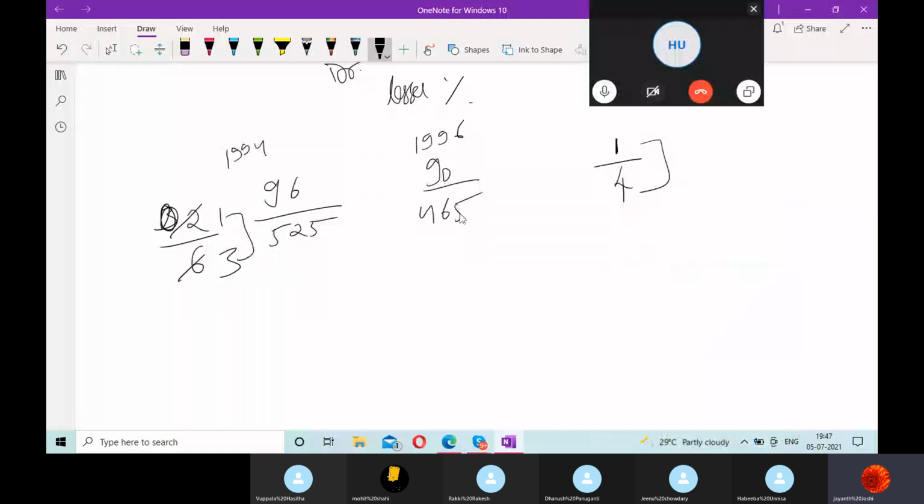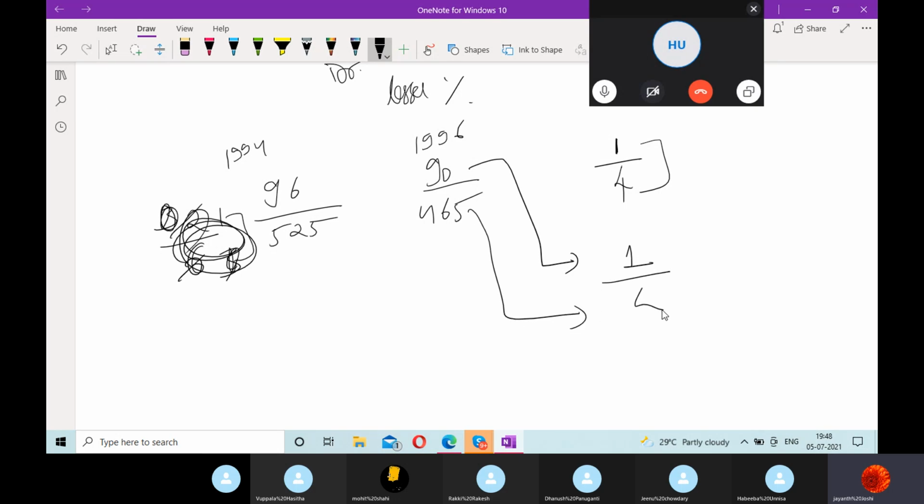See, this is 90 by 465. This is 96 by 525. I am trying to estimate. I am taking 90 as 1, I am taking 96 as 2. I am just assuming. I am taking 465 as 4, and 525 as 6. Here I'll write neatly. So this 90 I am just assuming as 1, and 465 I am assuming as 4.